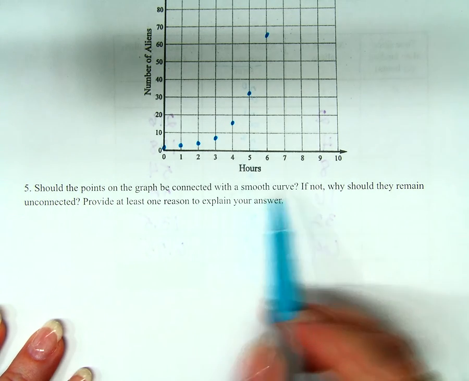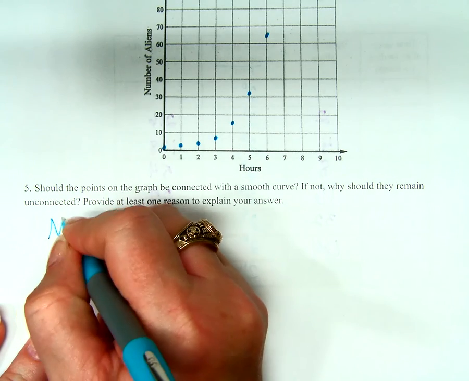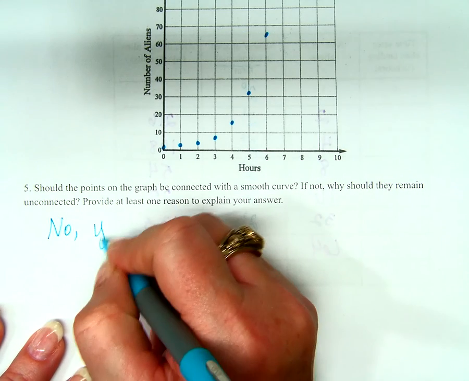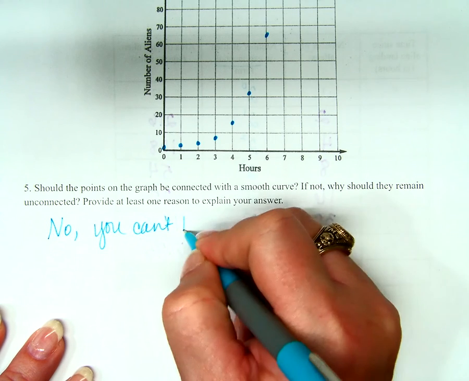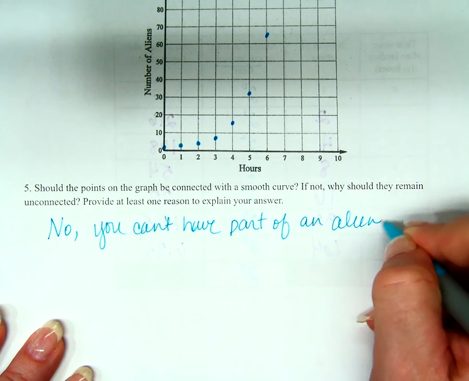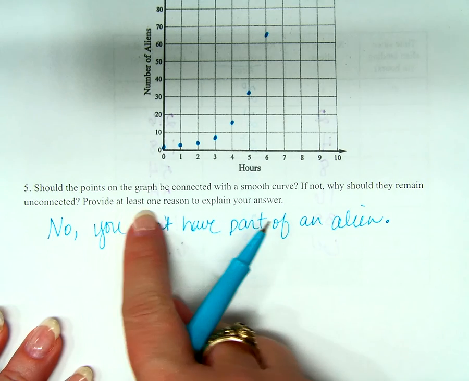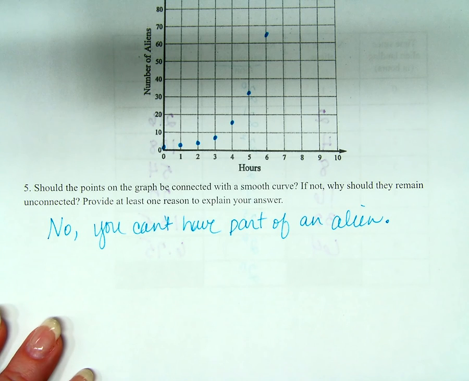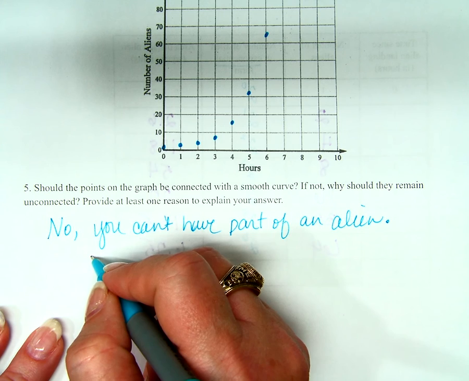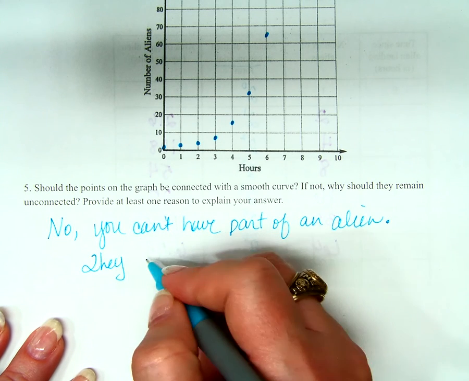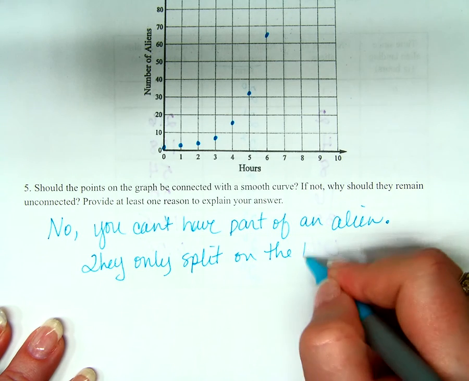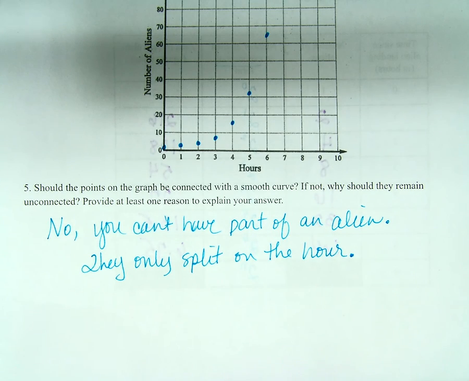So answer this question then. Should the points on the graph be connected with a smooth curve? No. If not, why should they remain unconnected? You can't have part of an alien. Provide at least one reason to explain your answer. Hayden. Say it again. So they only split on the hour. Is that okay? They only split on the hour. Good?